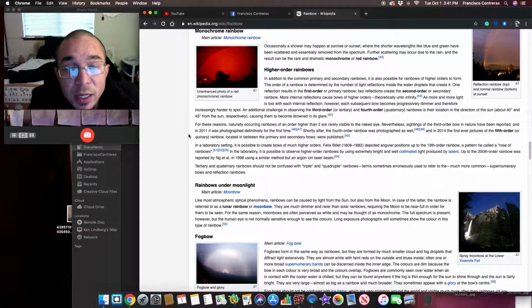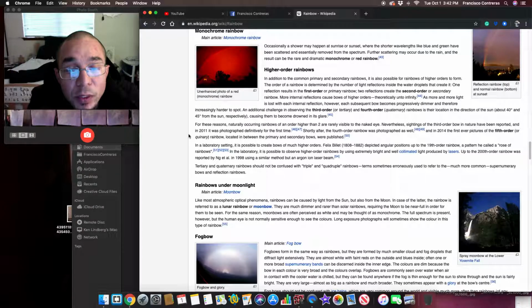Felix Billet, 1808 through 1882, depicted angular positions up to the 19th order rainbow, a pattern he called a rose of rainbows. In the laboratory, it is possible to observe higher order rainbows by using extremely bright and well collimated light produced by lasers. Up to the 200th order rainbow was reported by Ng et al. in 1998 using a similar method with an argon ion laser beam.